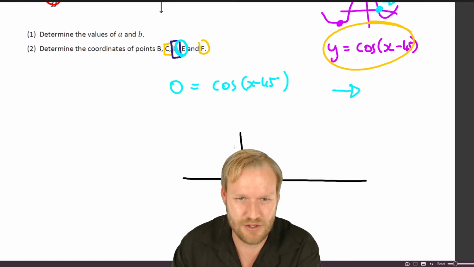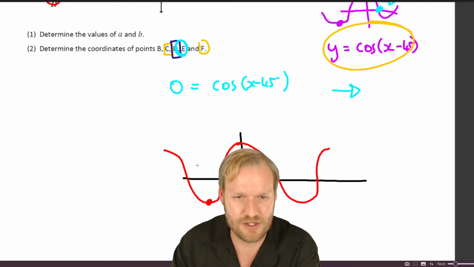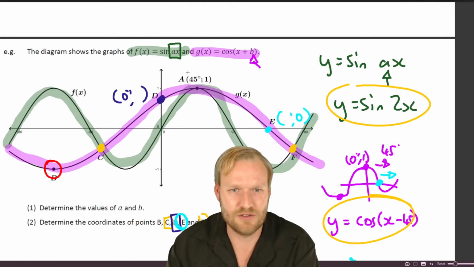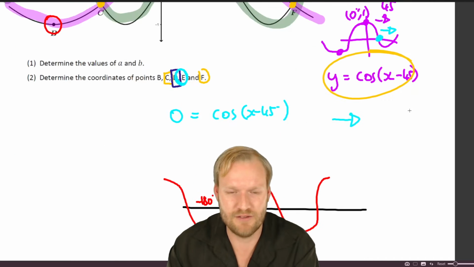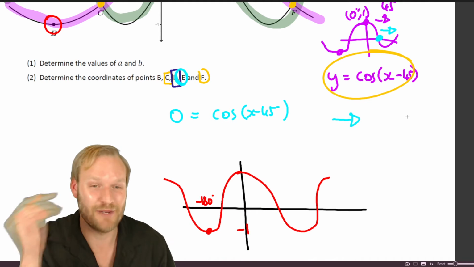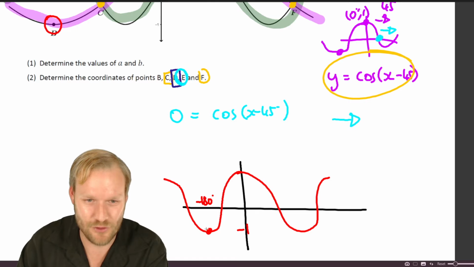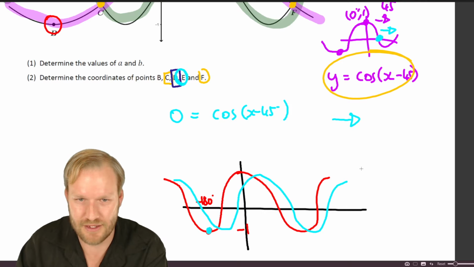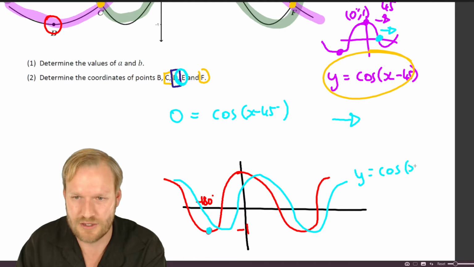as a starting point, so we know that cos x kind of does that and it does that, and this lowest point over here is at negative 180 and it's at negative 1. So in this case, this cos graph that we've got, everything's moved right. Everything's moved right by 45 degrees. So therefore, this kind of point here, if we drew this graph, kind of looks like that. That's the graph of y equals cos of x minus 45 degrees.